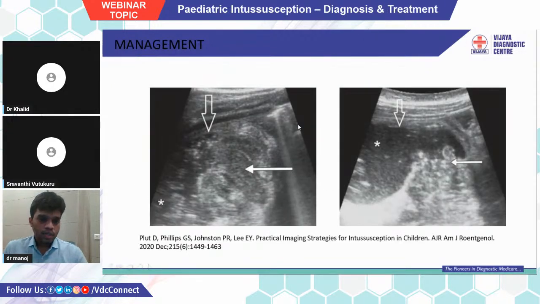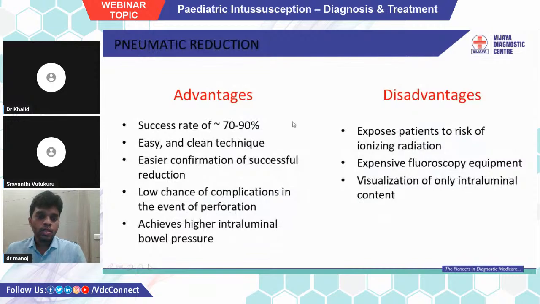This is a case where a bubble within bubble appearance is noted, with the hydrostatic fluid just proximal to it. This fluid is from the hydrostatic reduction. So once there is reduction of the intussusception, we can see the IC valve with reflux of the fluid into the terminal ileum. So what are the advantages of pneumatic reduction?